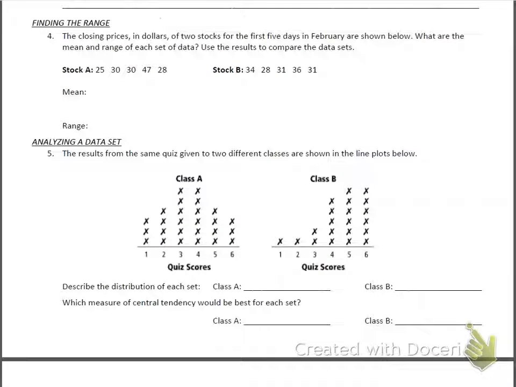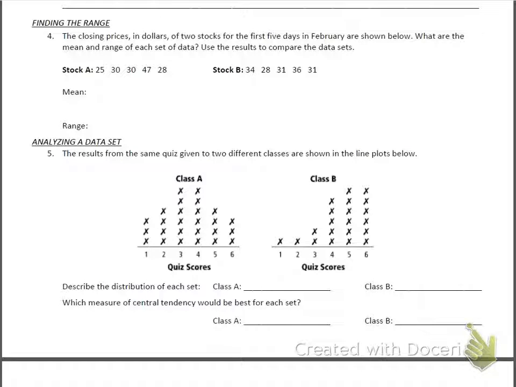Okay, so question 4, we're going to talk about the range and how that affects our data and when we want to use the range. So here's your problem. The closing price in dollars of 2 stocks for the first 5 days in February are shown below. What are the mean and range of each set of data? Use the results to compare the sets. We're going to do stock A together, and then I'm going to have you guys do stock B, and then we're going to talk about it.